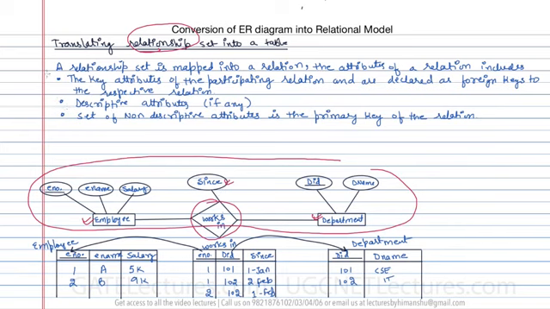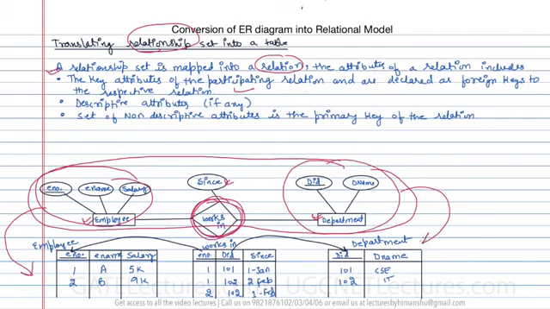Okay, so in this case a relationship set is mapped into a relation, and the attributes of the relation include the key attribute of the participating relations, declared as a foreign key to the respective relation. Descriptive attributes, if any, are included, and the set of non-descriptive attributes is the primary key of the relation. So what I mean to say by this is, here you can see what the relationship is. Works in is the relationship. We can easily create a table for this.